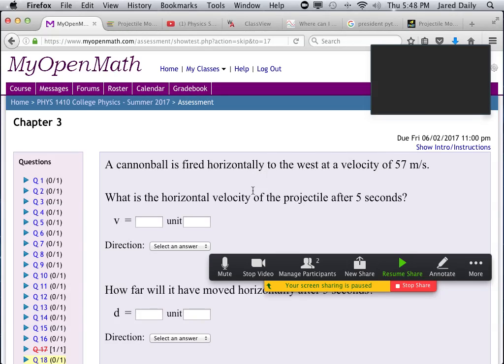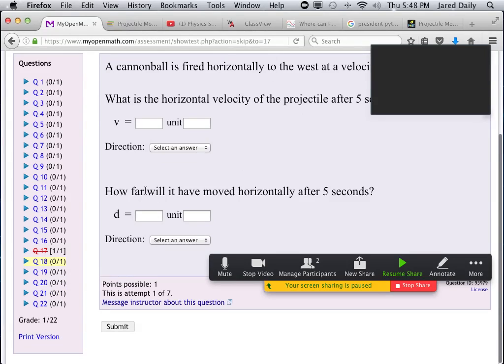Mhm. So on 18, on the second part where it says how far will it move horizontally after 2 seconds, you just use one of your equations for distance. Oh, distance is speed times time. Yeah, because it's constant, it's just speed times time.